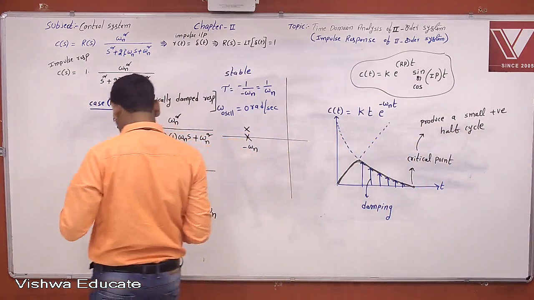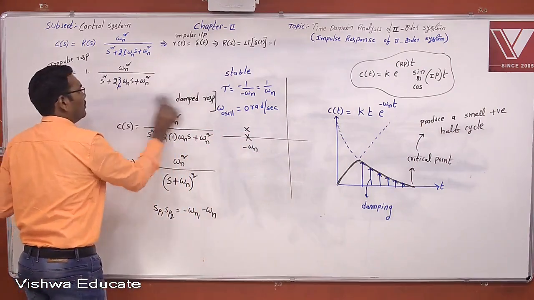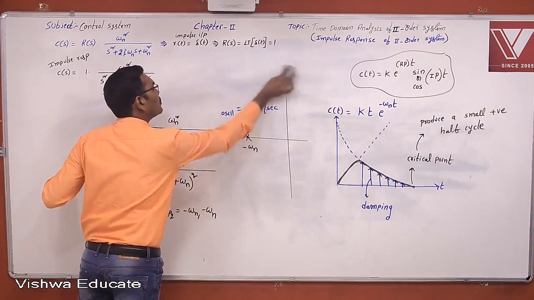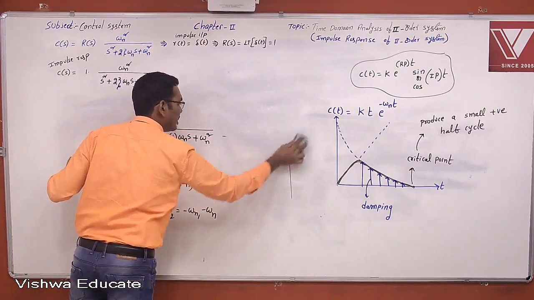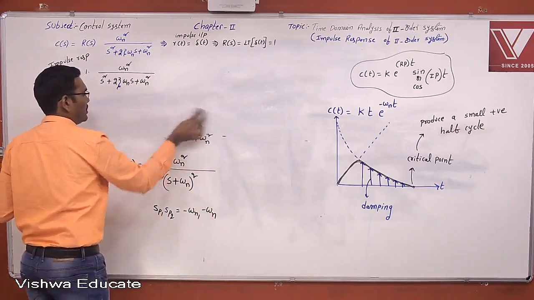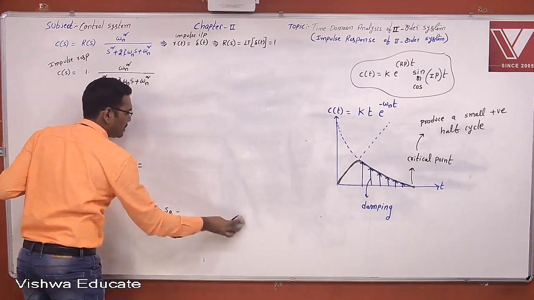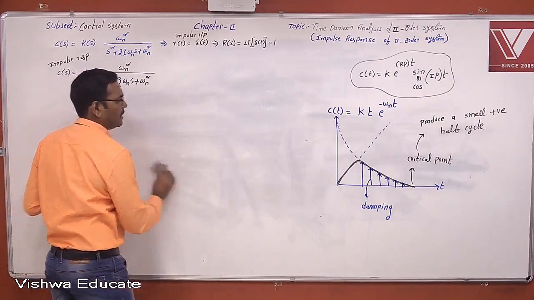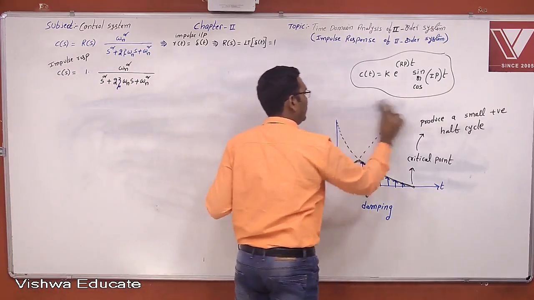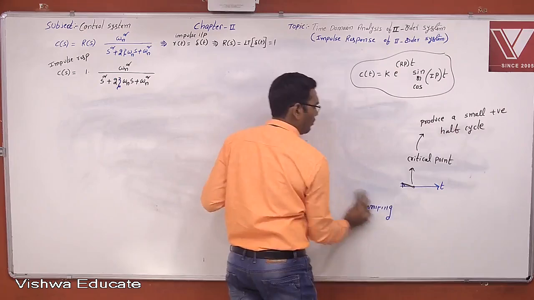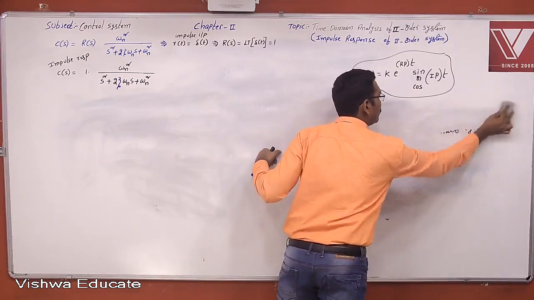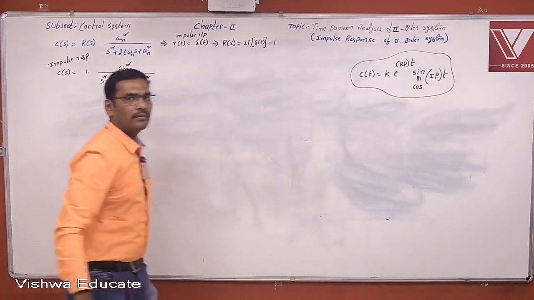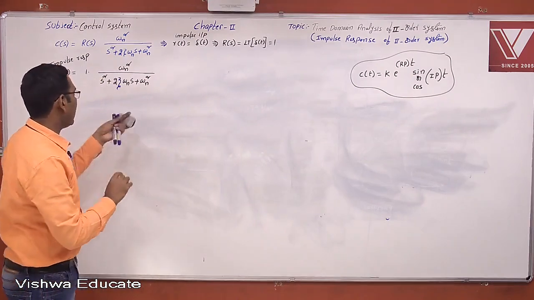Okay, now this is case 2. So we can consider damping factor delta equal to 1 because the system is stable. But we don't consider damping factor zeta equal to 0 because the system is marginally stable. Whenever the amplitudes are decreasing, use the word damping. Clear?